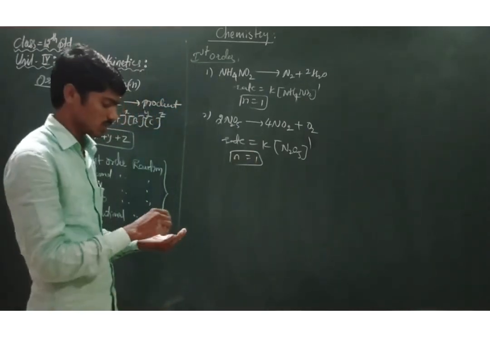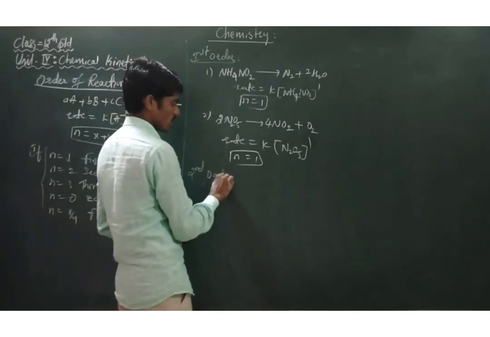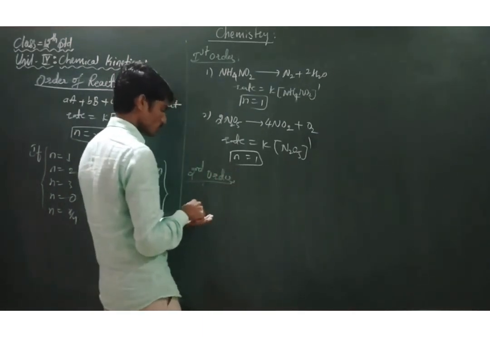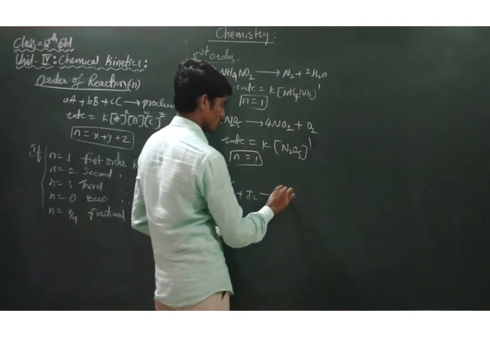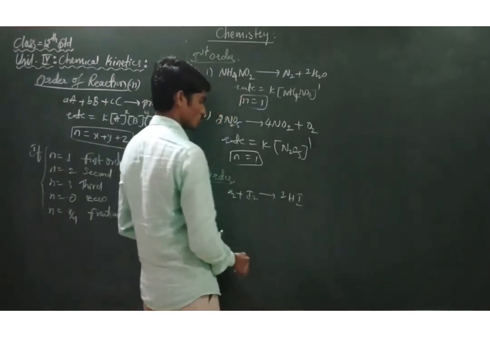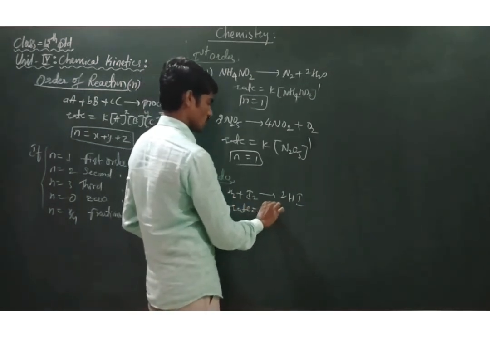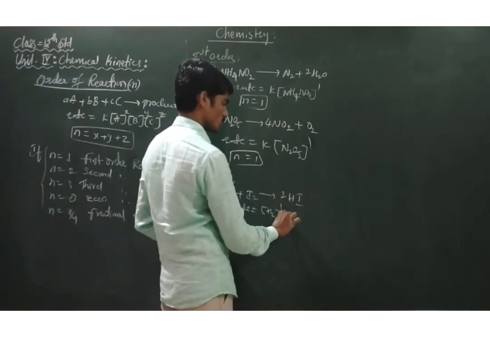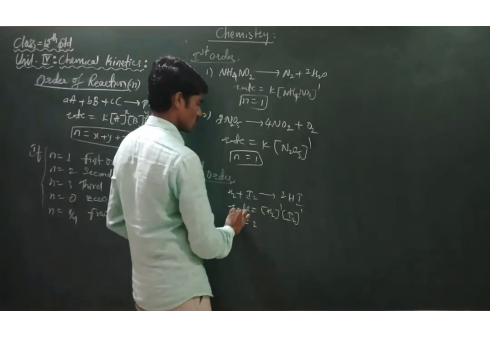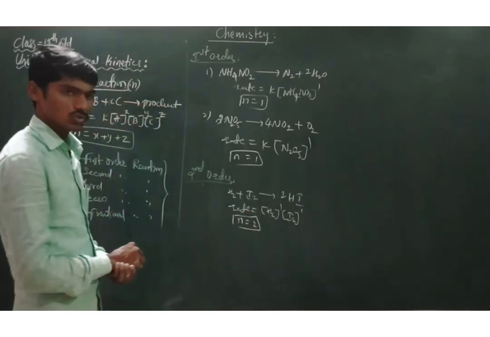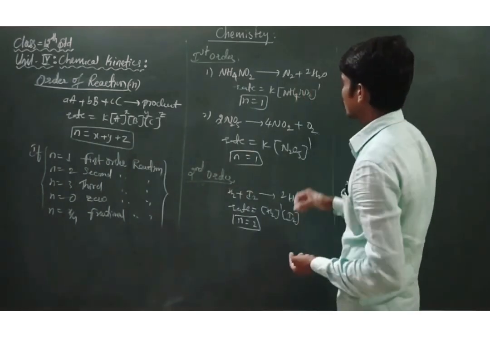First order reaction से. अब second order reaction consider किया तो second order reaction का एक दो example देखिए. Second order: H2 plus I2 gives rise to 2HI. तो इसका rate expression क्या है? Rate is equal to concentration of H2 to the power 1, concentration of I2 to the power 1. Therefore order is equal to 1 plus 1, 2. Order of reaction is equal to 2.